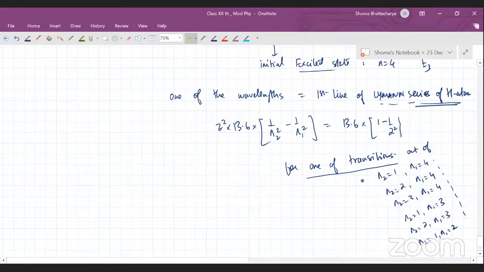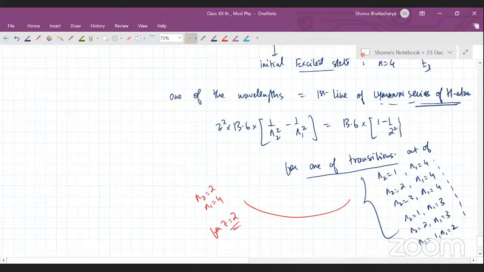You'll see that the only one that matches is when I put n2 equal to 2 and n1 equal to 4. It matches for Z equal to 2. If you put each set over here and try to calculate Z square, you will not get a whole number square unless you take this set. And when you take this set, it matches for Z equal to 2. So Z must be equal to 2. So it must be helium.